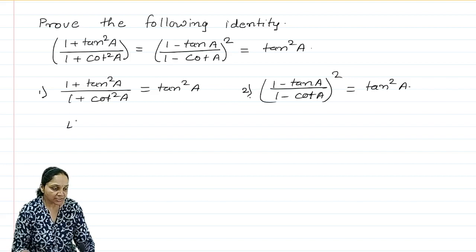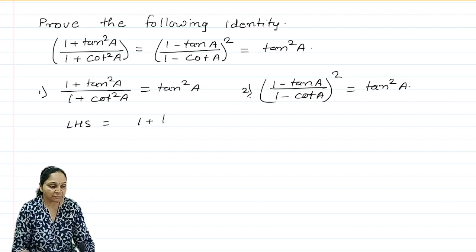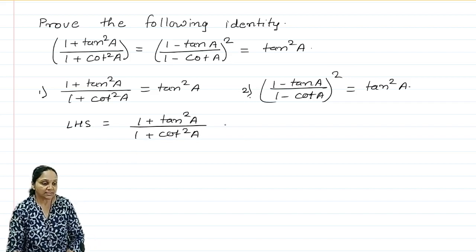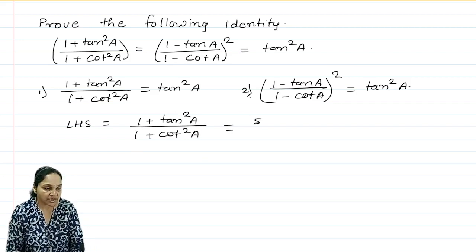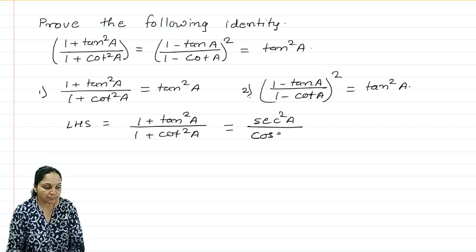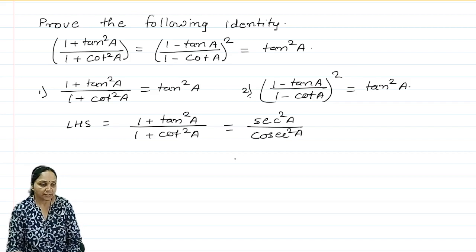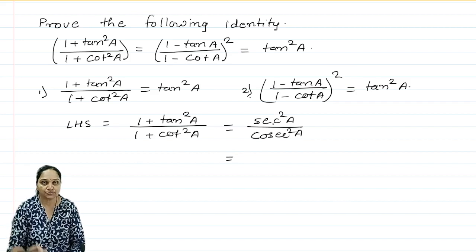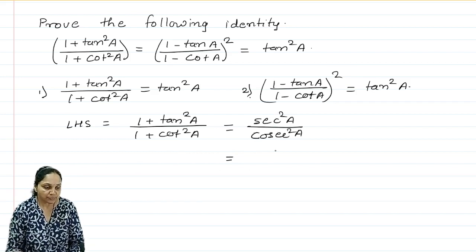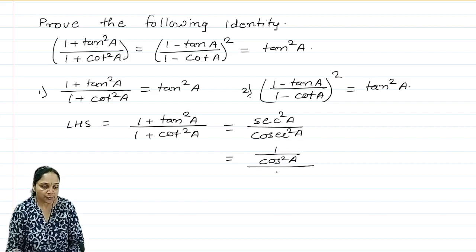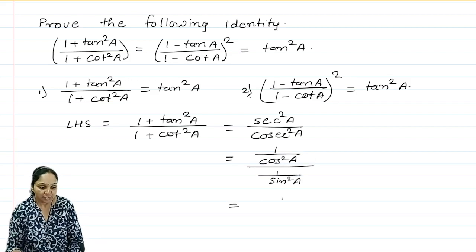So consider the LHS of the first part, that is (1 + tan² A)/(1 + cot² A). And we know these identities: 1 + tan² A is equal to sec² A, and 1 + cot² A is equal to cosec² A. Now substitute the basic values of sec A and cosec A. So sec² A is 1/cos² A, and whole upon cosec² A, which means 1/sin² A. Now simplify this.